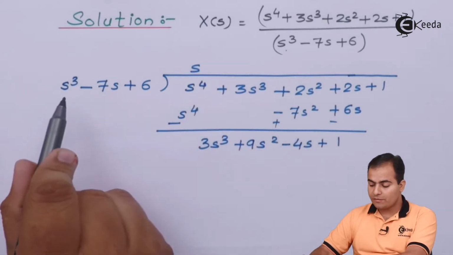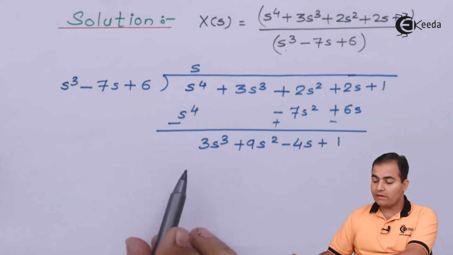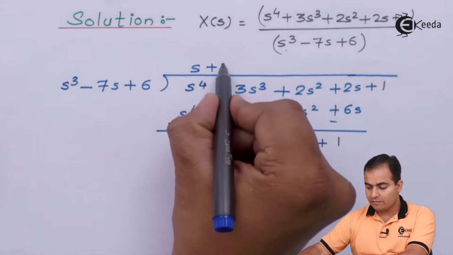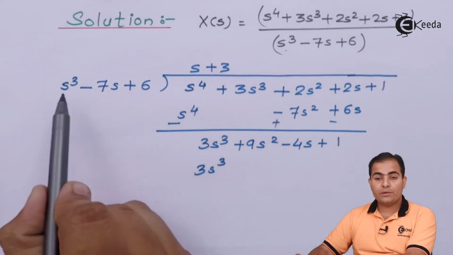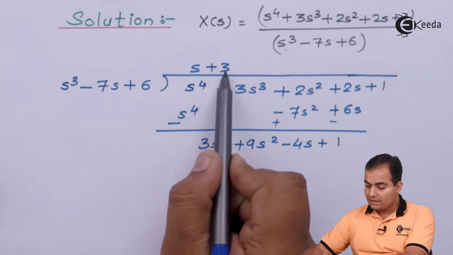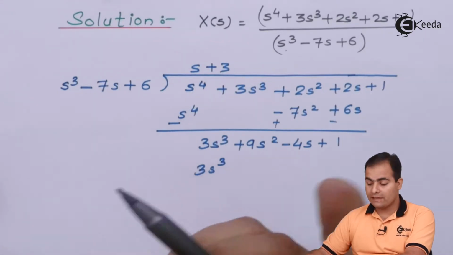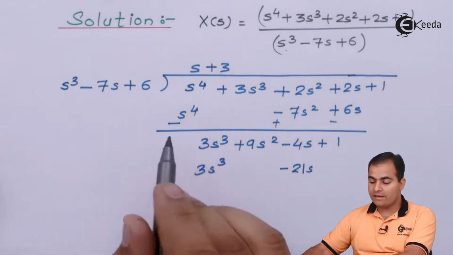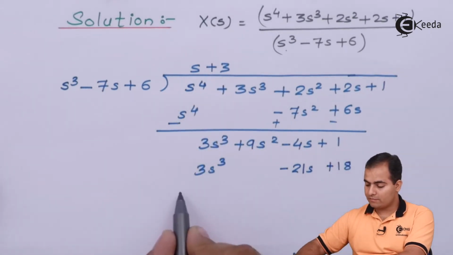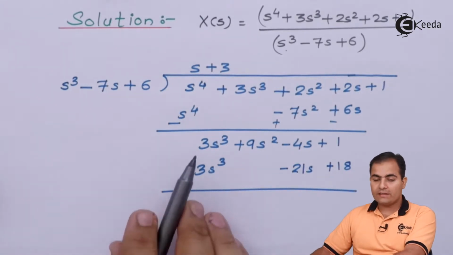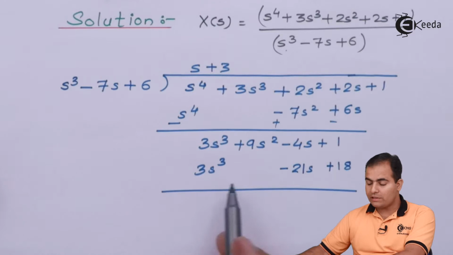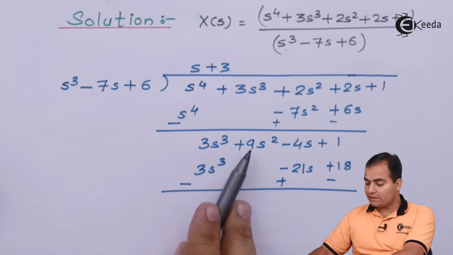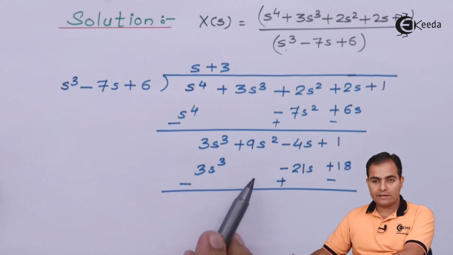What is our next step? Again, which term are you going to multiply with s cube to get 3s cube? The result is clear. We will multiply it by 3. Our sign is plus. So 3 into s cube becomes 3s cube. Next, 3 into minus 7s becomes minus 21s. I'll place it over here, and then 3 times 6 is 18, which will be at the last. Again, when you want to cancel these two terms, we have to change the sign of all the lower terms. So this will be minus, plus, and minus. So these two terms will get cancelled. 9s square will be written as it is because we don't have any term over here.